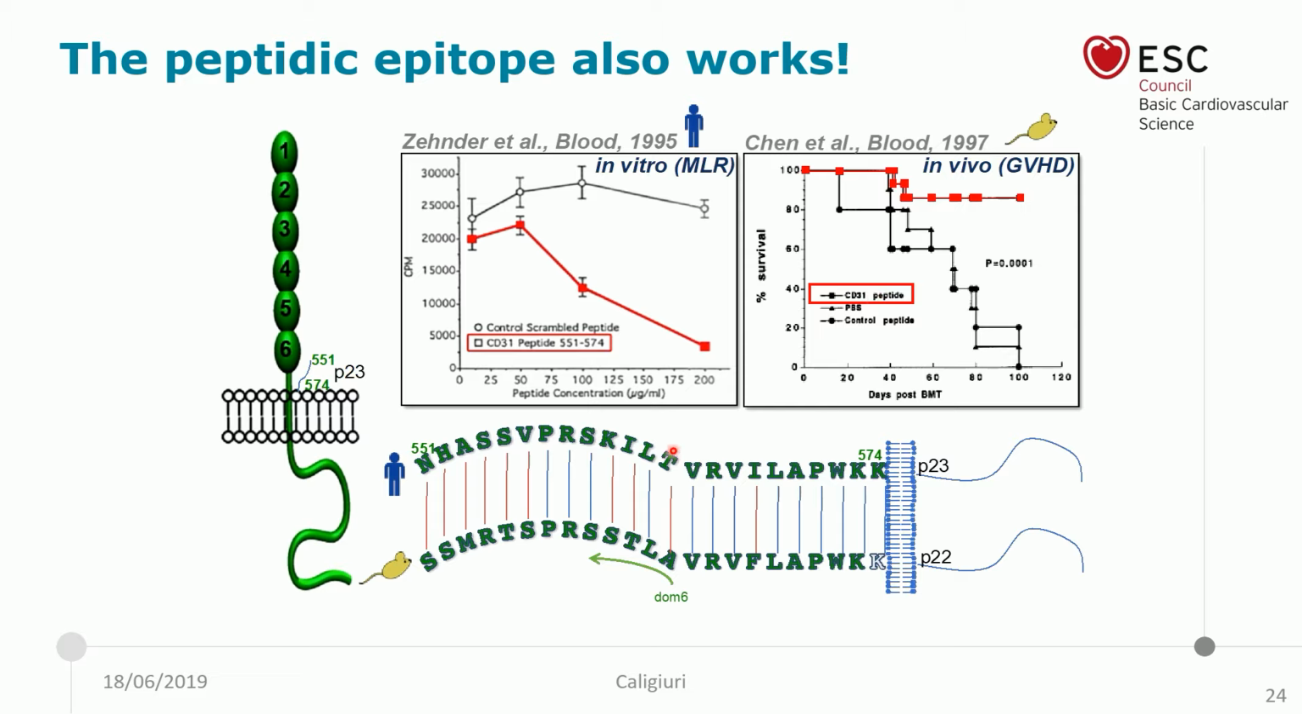And the sequence of the peptide used by Zender was almost completely homologous to the sequence of the mice. And the most conserved portion was really close to the membrane. This is the membrane.